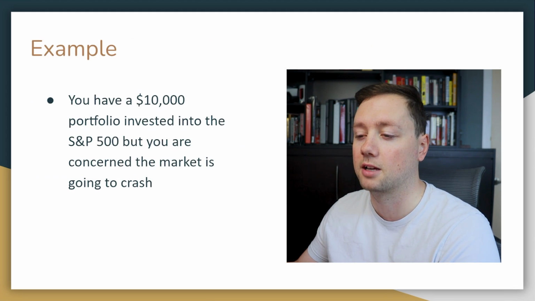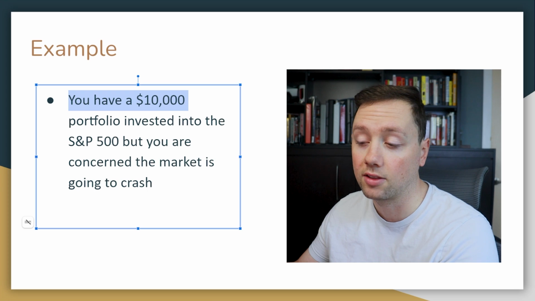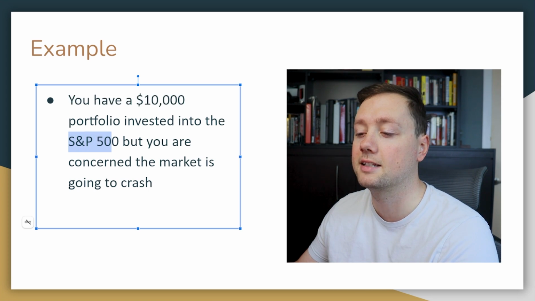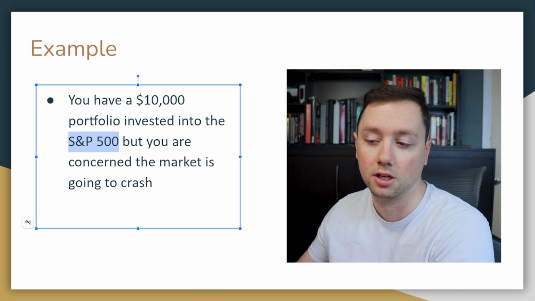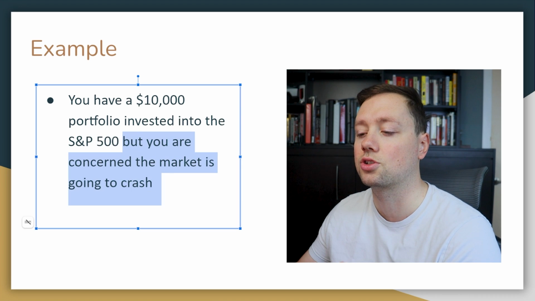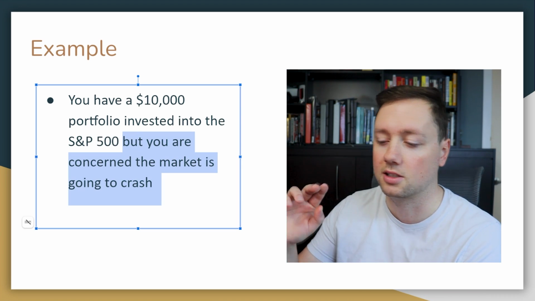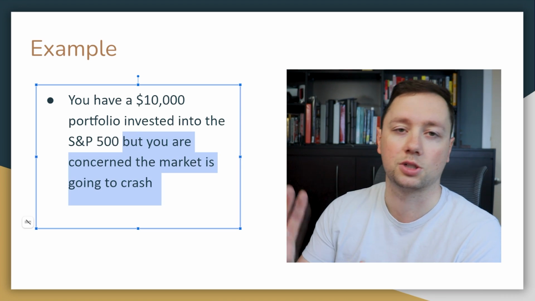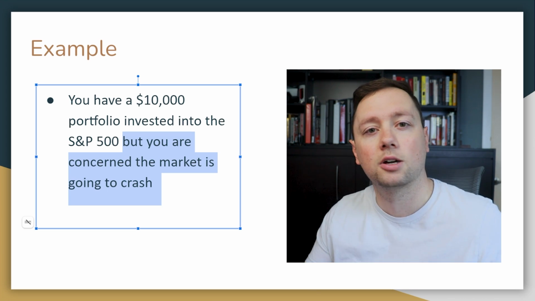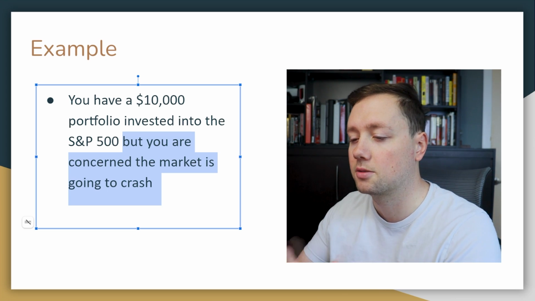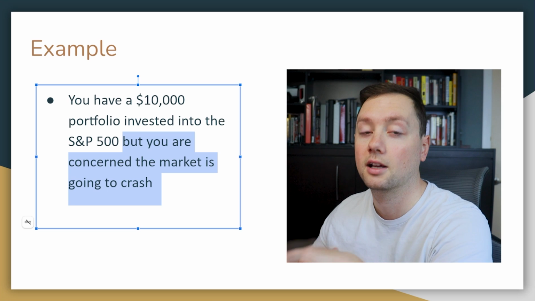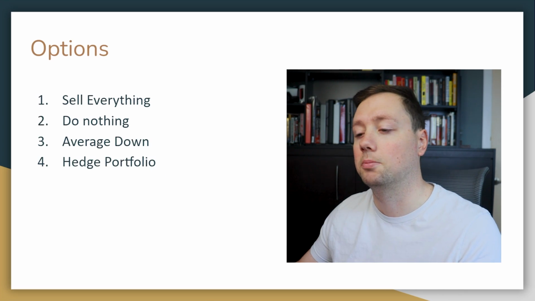So for our example in this video, we are going to say that you have a $10,000 portfolio and it is invested into the S&P 500, but for whatever reason, you are concerned that the market is going to crash. You think we're going to see a pullback, the market's going to crash, we're overvalued, we're in a bubble, doesn't matter what the reason is, you think that the S&P 500 is going to decline. Now, in this scenario, you actually have a couple of different options.